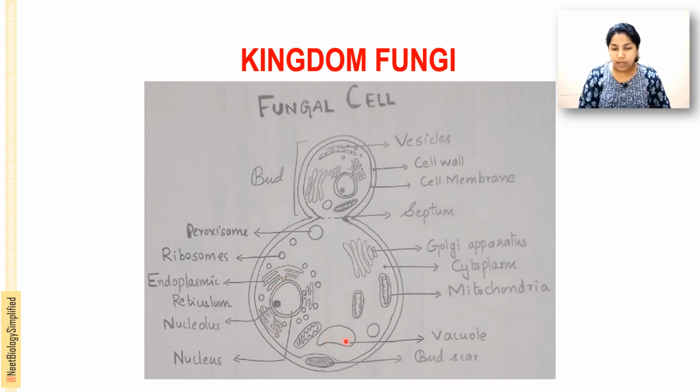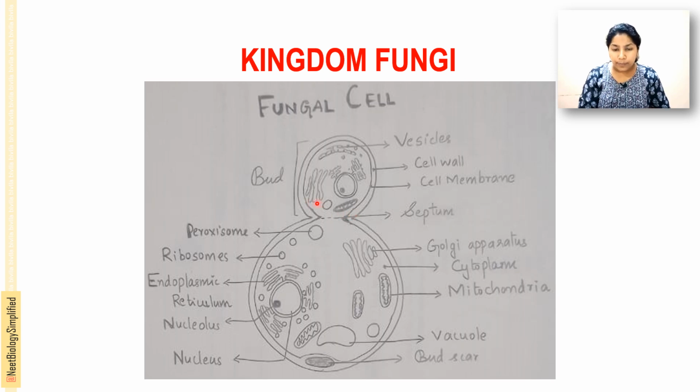This is a bud scar. And the mitochondria, Golgi apparatus, cytoplasm, and here is a budding yeast cell. Another new bud is formed. It is actually in the reproductive phase. So this is a newly formed small bud.